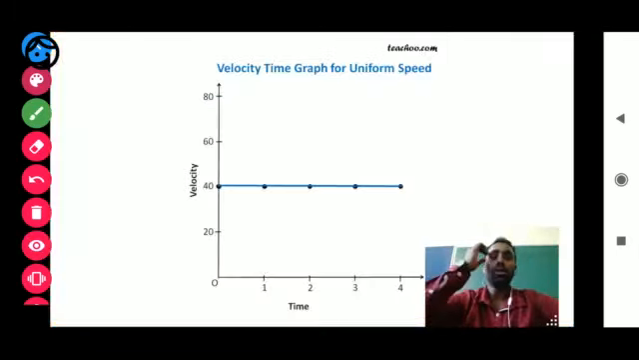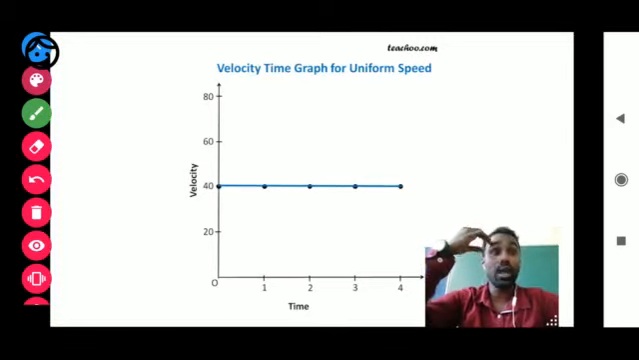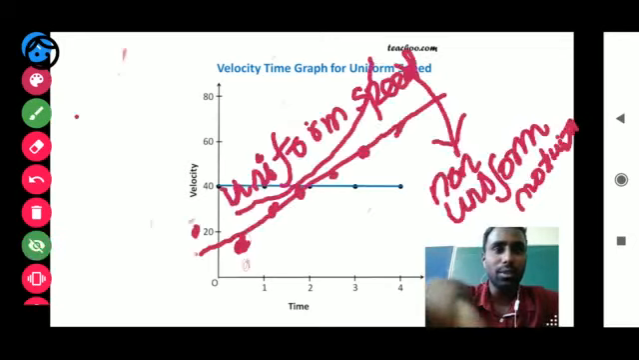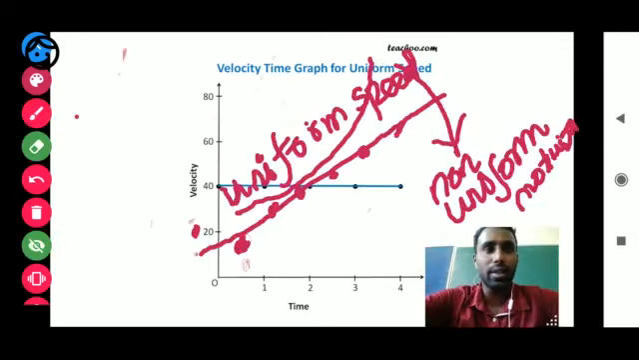So here, the velocity-time graph. Suppose you are going at 40 kilometers per hour speed, and you are going with the same speed. You are not changing your speed or velocity, you are going in a straight direction, constantly maintaining your speed. That means for the first 1 hour you will cover. See here, just a minute, I'll erase this one.